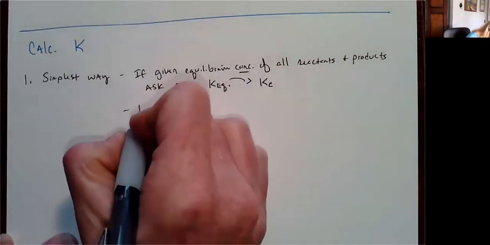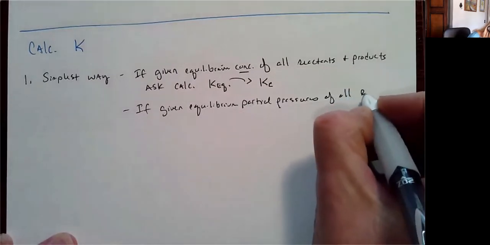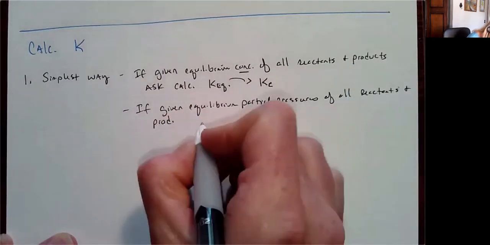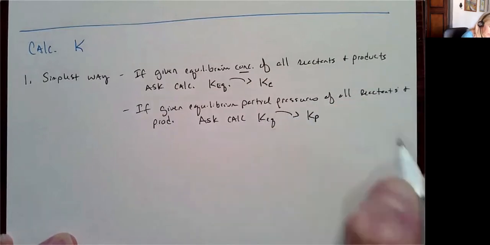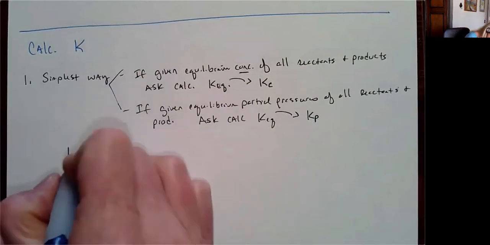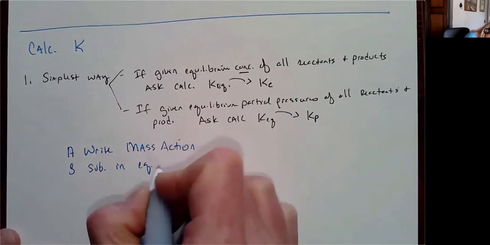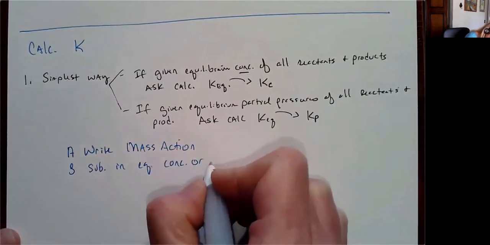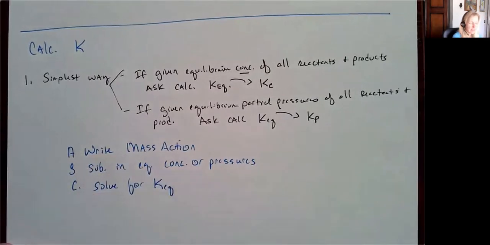Or if I'm given equilibrium partial pressures of all reactants and products, and I'm asked to calculate KEQ, this is going to be KP. So these two are very simple ways because you're given everything. So your steps for this are you're going to write your mass action, substitute in your equilibrium concentrations or pressures, and solve for K. That's going to be the easiest way.